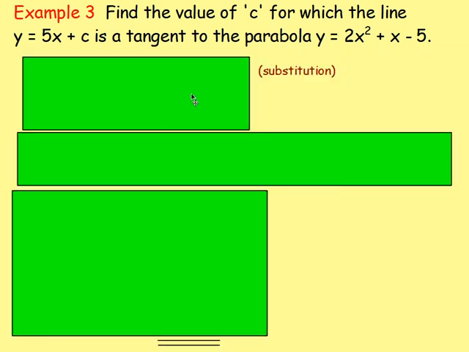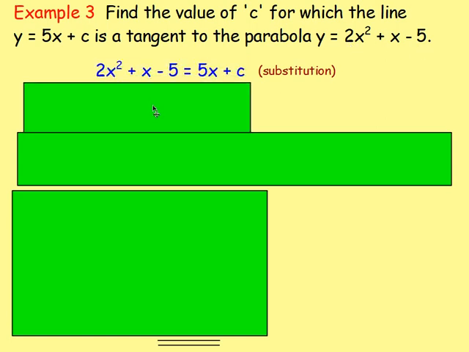Well, again, you're asked to find the value for which the line is a tangent to the parabola, to that curve. So to do that, you're wanting to substitute the equation of the line into the equation of the curve. So because you know y equals 5x plus c, you can replace y with 5x plus c. So you know all of this, 2x squared plus x minus 5 must be equal to 5x plus c. Again, you're just using a substitution.